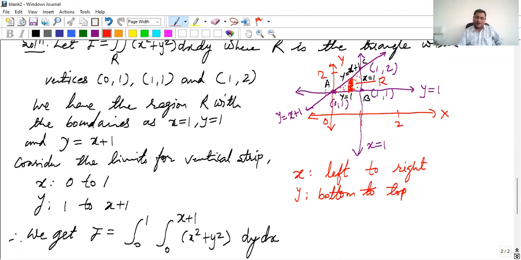Yes, sir. Sir, can we consider a horizontal strip instead of a vertical one? Yes, surely we can consider a horizontal strip. We can even solve the same problem using a horizontal strip. Yeah, we can consider that also. Correct?